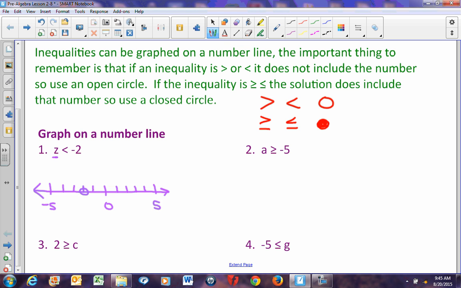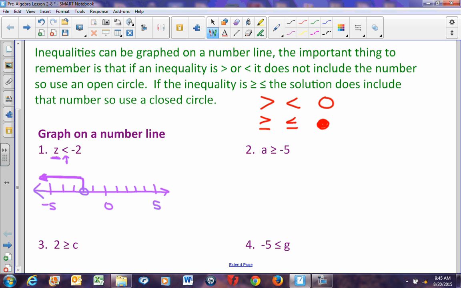And obviously, since my variable comes first, this is a nice little trick with graphing inequalities. If your variable comes first, your inequality symbol, your arrow for your graph, goes the same direction as your inequality symbol does. It's kind of nice. If your variable does not come first, you can't do that. So be very careful with that.